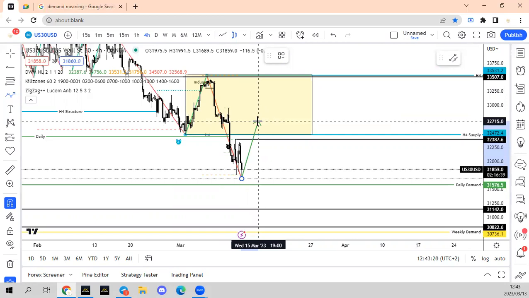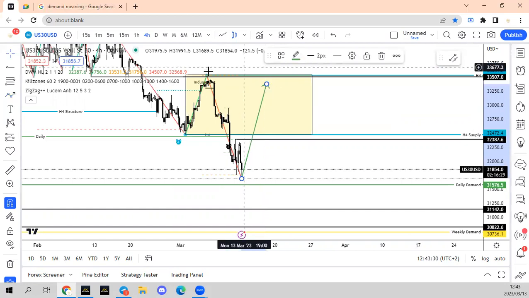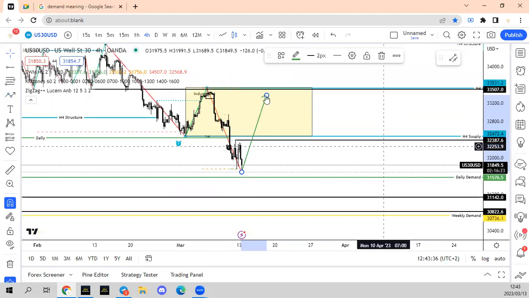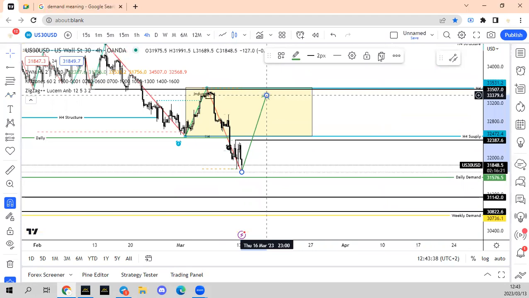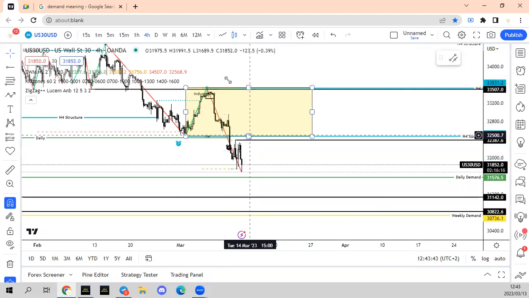Unless maybe it comes all the way to extreme. This is extreme. So here we can enter directly, because we'll simply put our stop loss above the strong high. So now we're just waiting. This becomes our demand, our supply zone.